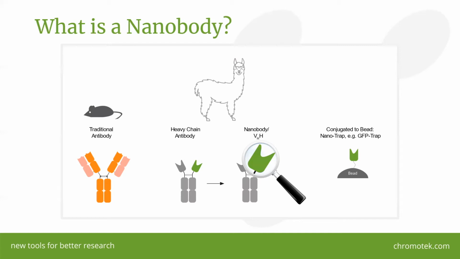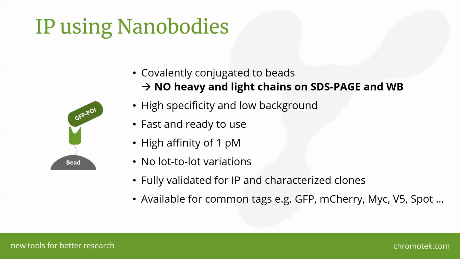Nanobodies can be used as research tools. When they are bound to beads, they are very often used for immunoprecipitation, such as our famous GFP trap. But what are the benefits of using nanobodies in immunoprecipitation? The nanobody is already covalently conjugated to beads, such as agarose or magnetic agarose. That means that no heavy and light chains appear on the SDS gel. They are not eluted during heating with SDS sample buffer, and the bound fraction contains only the protein of interest. No heavy and light chains appear there.